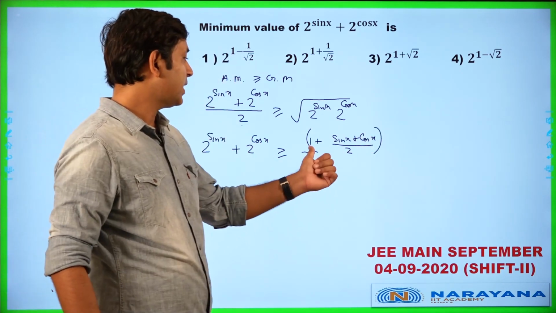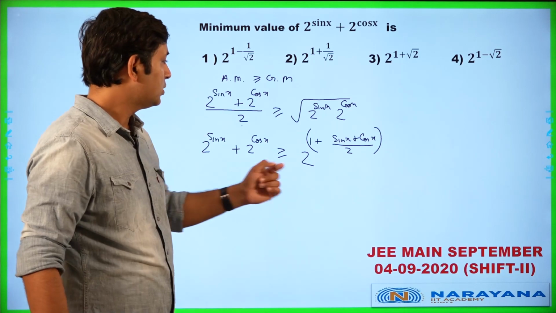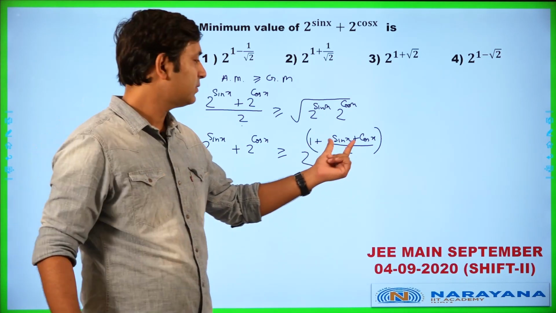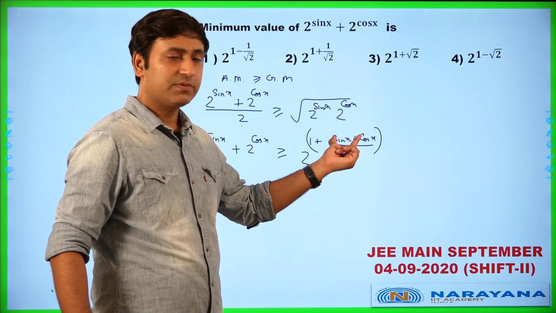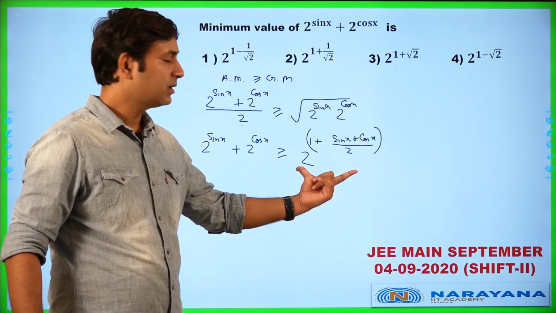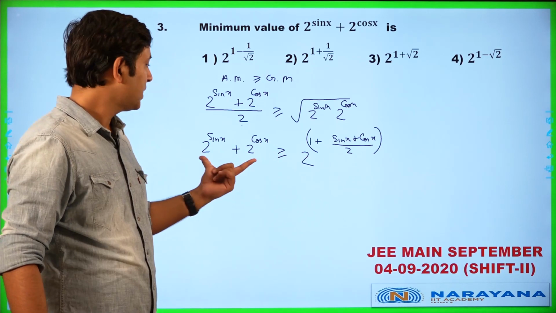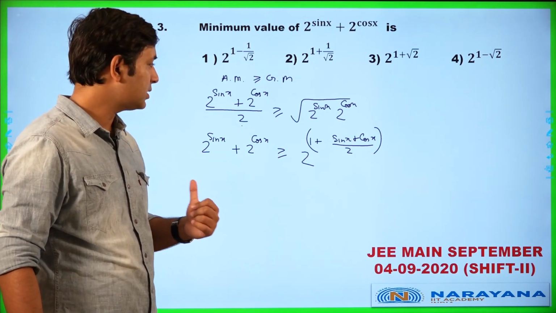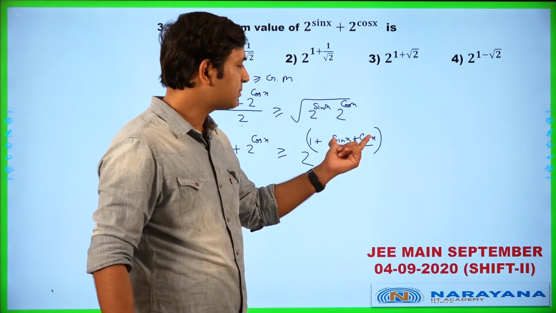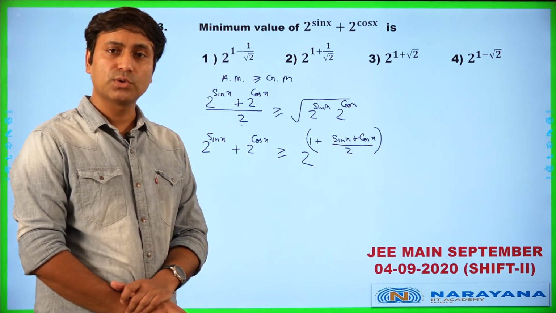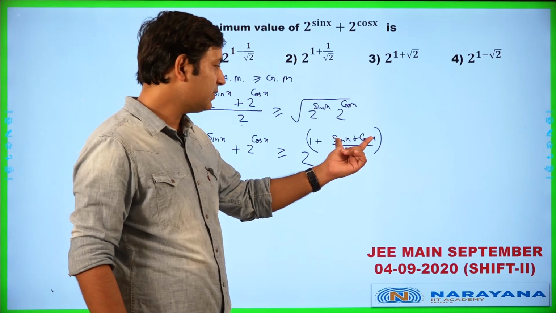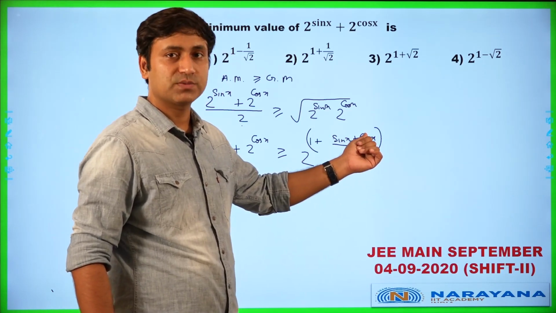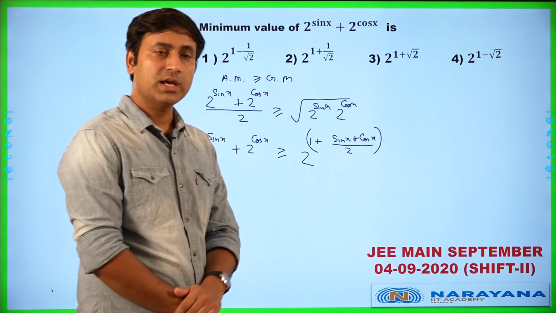Now, notice that we have to find the minimum value. This number is as big as we take sin x plus cos x. If we take the minimum value of sin x plus cos x, the right hand side will be minimum, and that will give us the minimum value of 2 to the power sin x plus 2 to the power cos x. The minimum value of sin x plus cos x we can take as minus root 2. That will be achieved when sin x is minus 1 by root 2 and cos x is minus 1 by root 2, and both of those are equal.